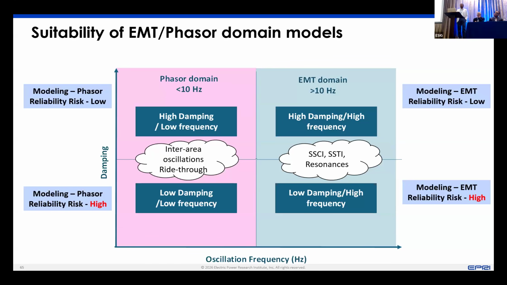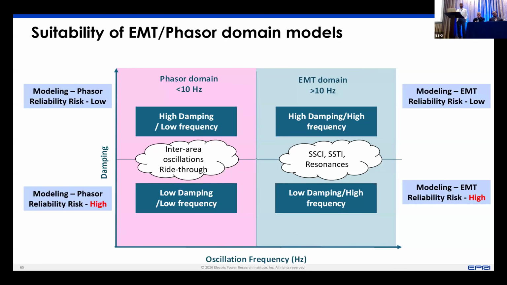But if you're looking at slower interactions on the system, you want to study how it affects the broader system. You want to have a model that is capable of representing the slower dynamics and can capture a wider portion of your system. Phasor domain tools, the PSSEs, PSLFs of the world, PowerWorld, the DSA tools, are much more suited to do this. You want to use these kinds of tools.